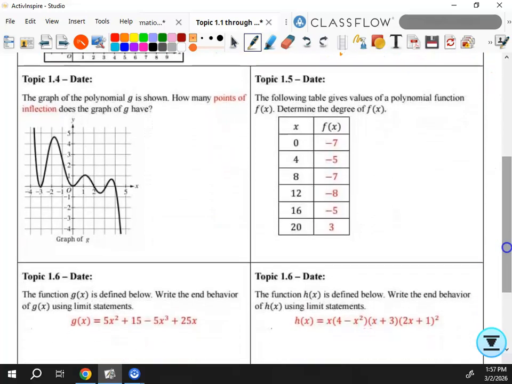Okay, this next one. How many points of inflection does the graph have? All right, so look, I am concave up here, up here, up here, right? It is concave down here, and here, and here. Your point of inflection occurs when you change concavity. So I change here, here, here, here, and here. That is 5 changes. So there are 5 points of inflection here.